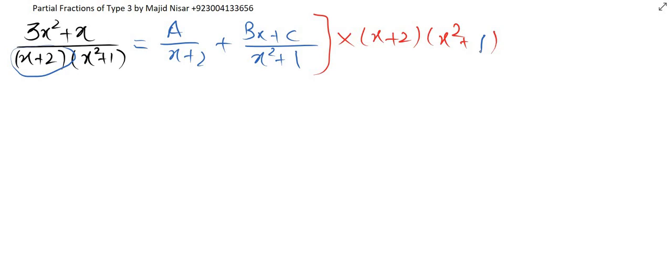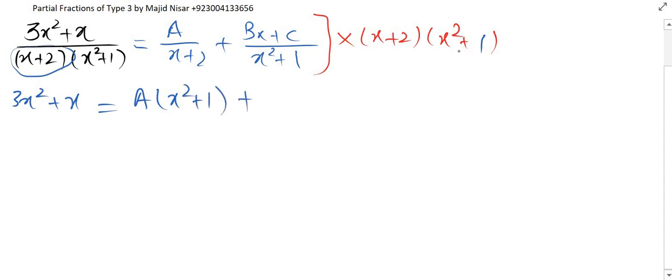Now x plus 2 will cancel x plus 2 and x squared plus 1 will cancel x squared plus 1. So we will have the expression 3x squared plus x. Now this x plus 2 will cancel this x plus 2. So what will be the remaining expression? Just x squared plus 1. Now x squared plus 1 will cancel x squared plus 1. Now we will have (bx plus c) into (x plus 2). So this is the simplified form.